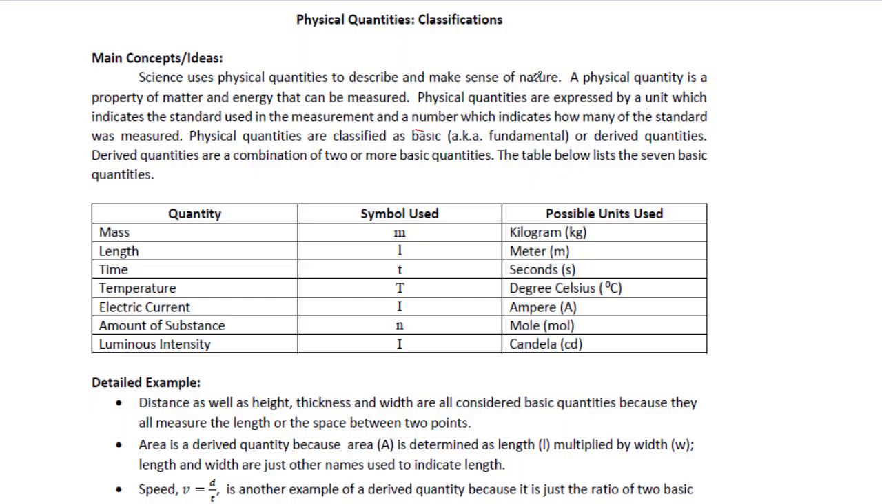Hello there. In this video, I'm gonna discuss the first worksheet entitled Physical Quantities Classifications.